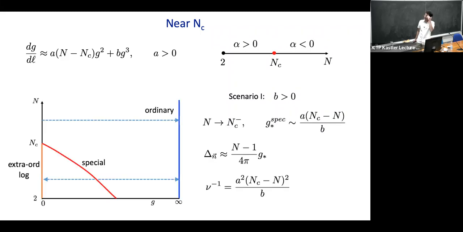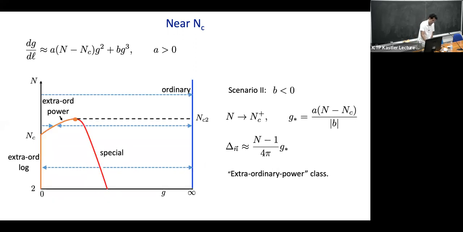And well, there are two scenarios. If the sign is positive, then what happens is we find an infrared unstable fixed point for n just below nc at weak coupling, and we expect that this fixed point just corresponds to the special transition between the extraordinary log phase and the ordinary phase that we know exists for n equal to 2. Then we expect that it just continues, moves to weaker and weaker coupling until at n equal nc it collides with the extraordinary log fixed point and annihilates, so that for n greater than nc we only have the ordinary fixed point left. So this is the simplest scenario.